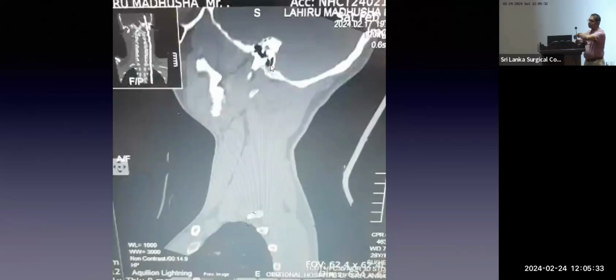Now, if it was a single facet joint fracture of C3, we could have managed it conservatively with a Philadelphia collar. But in this case, he has got a C2 fracture also. So if you take a C2 fracture, type 2, you think it is unstable. What are the types of intervention or methods of managing it? You know, C2 fractures. How do you manage it?